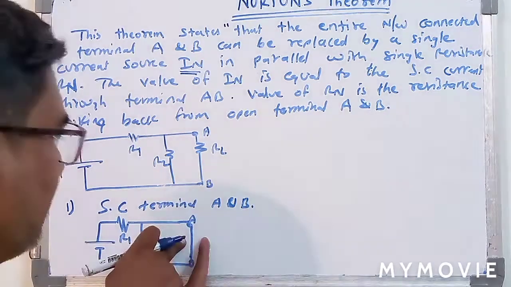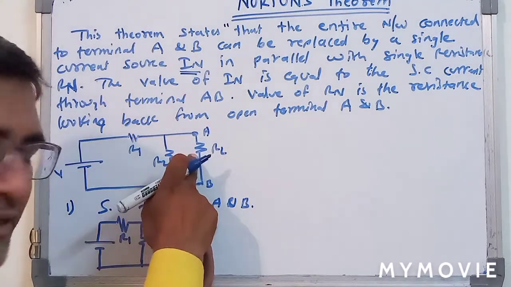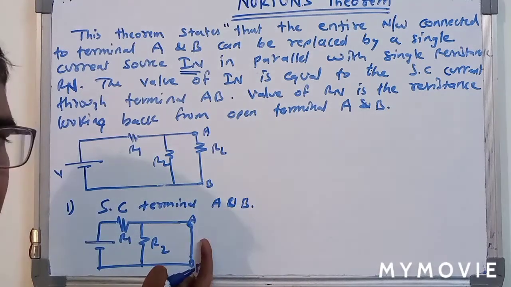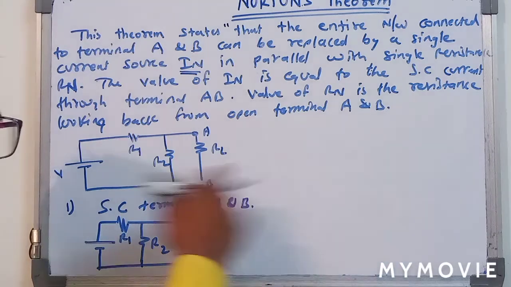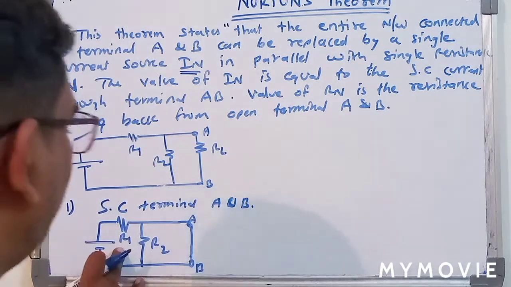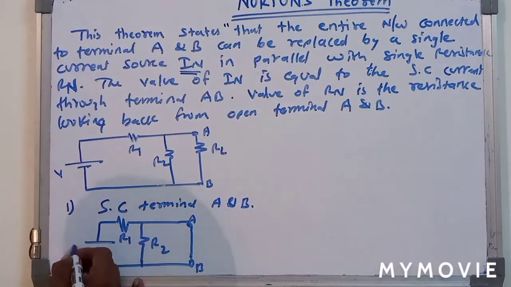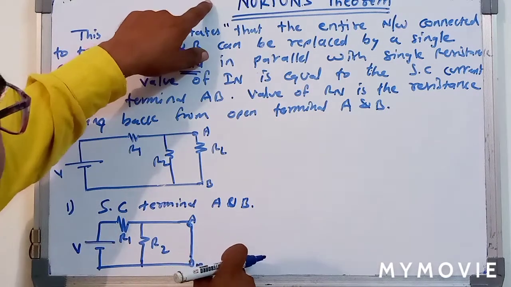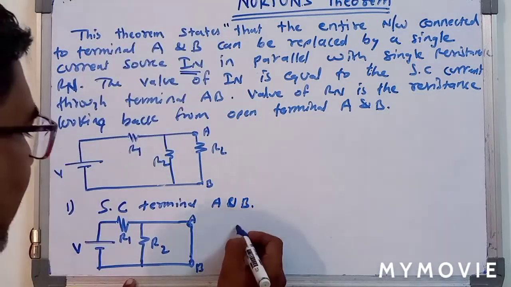Here previously the load resistance was connected, and now with terminals A and B short circuited, the load resistance has been short circuited. Now what remains? Only the resistances R1 and R2 remain, and the voltage source. So the very first aim in Norton's theorem is to find the value of IN.